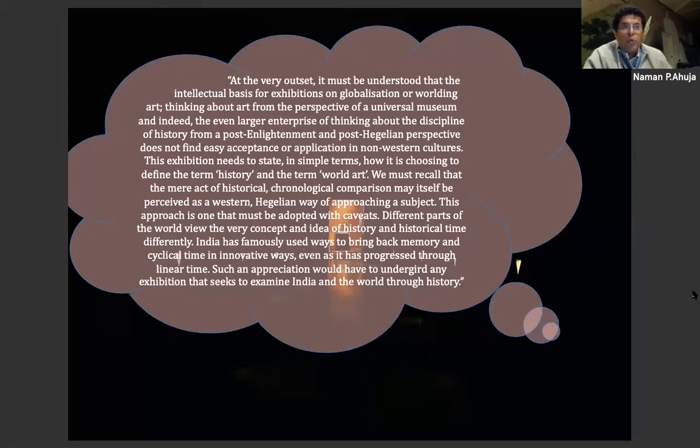This is an approach which must be adopted with caveats. Different parts of the world view the very concept and idea of history and historical time differently. India has famously used ways to bring back memory and cyclical time in innovative ways, even as India has progressed through linear time. Such an appreciation would have to undergird any exhibition that seeks to imagine, examine India and the world through history. Next slide, please.